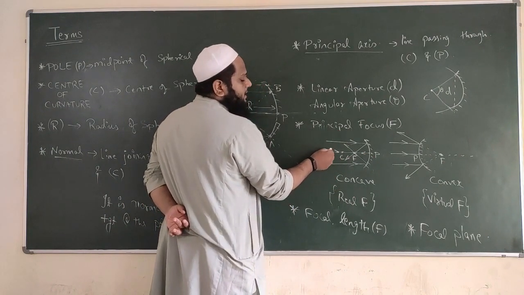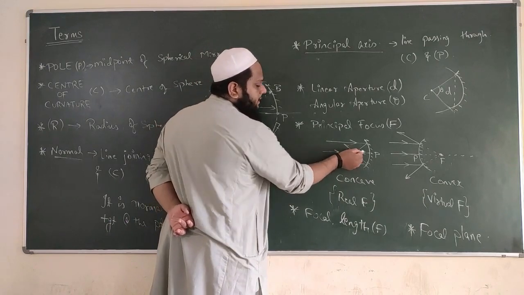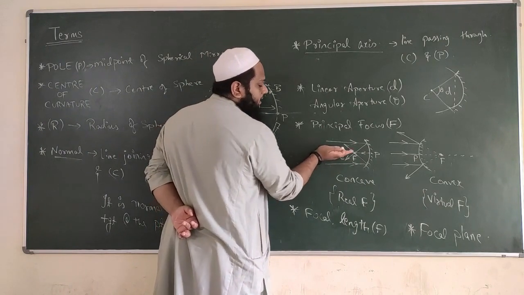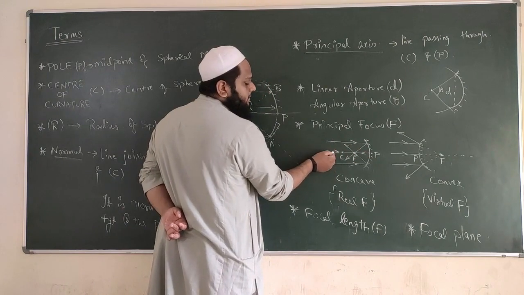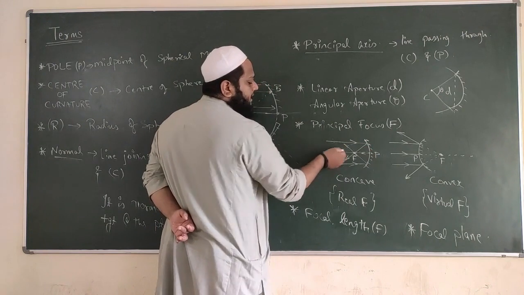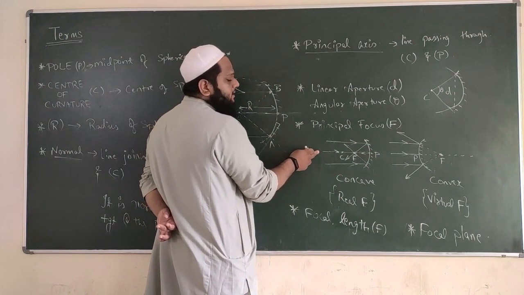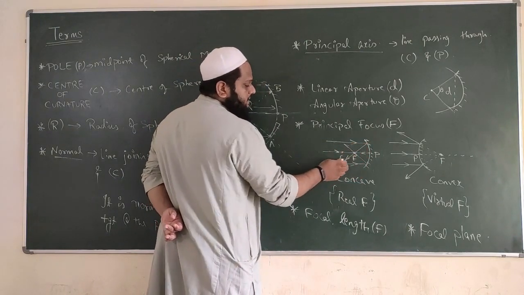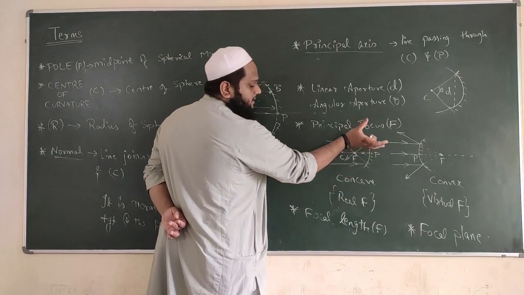Just look here. When rays are incident parallel to the principal axis, meaning जो भी light rays हैं, they are parallel to the principal axis. What is the principal axis? C to P. So, this middle line is the principal axis. Rays parallel to the principal axis are incident. Then what happens? They converge at a point. In case of concave, they converge. Converge means they meet at a point.